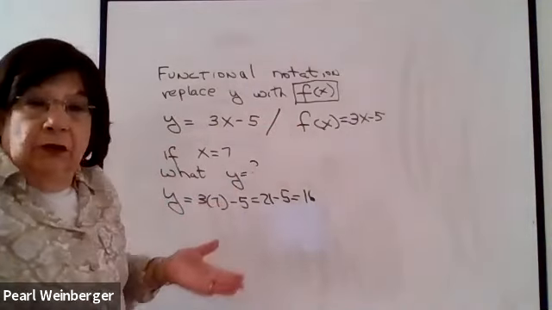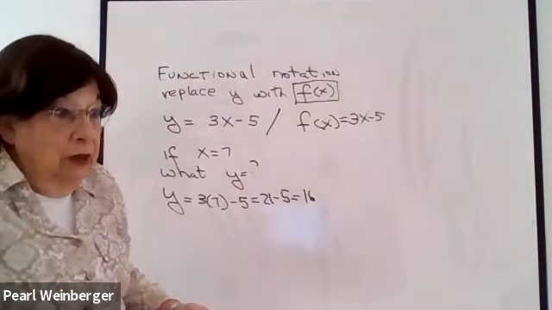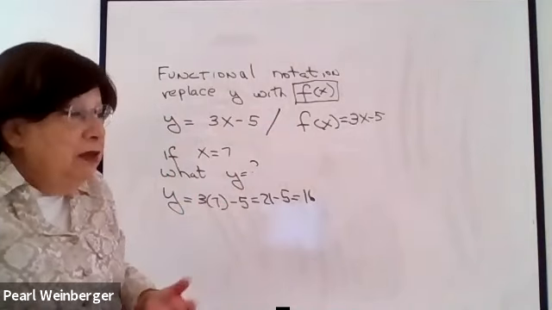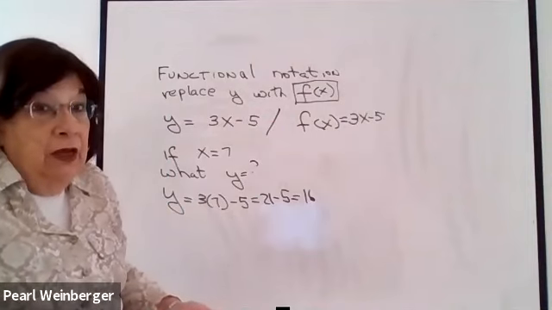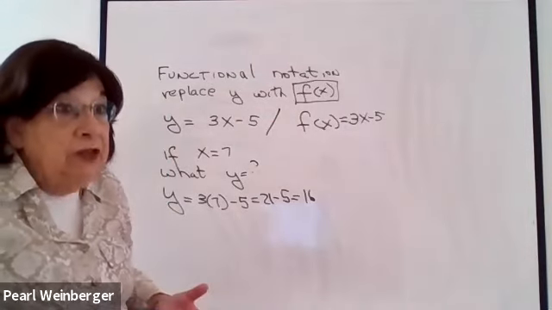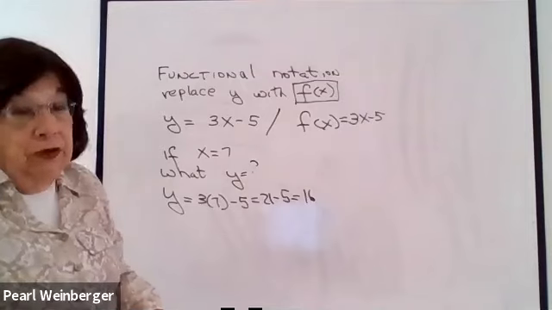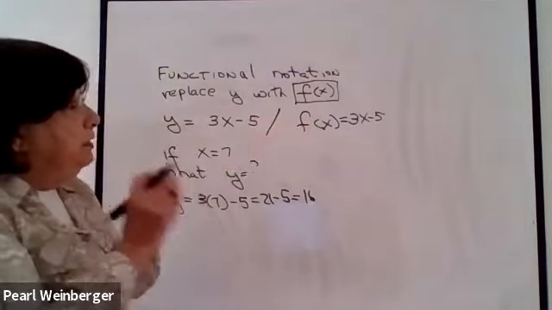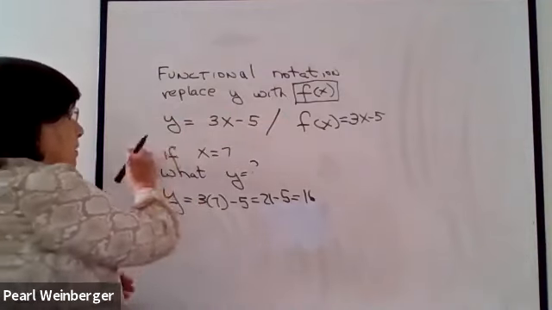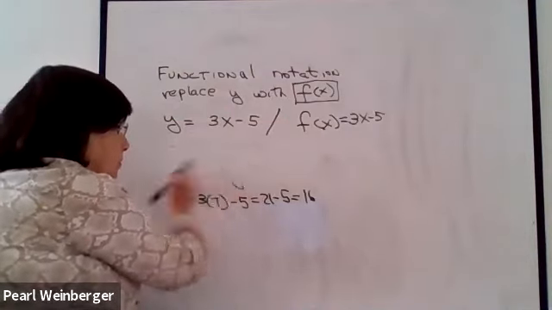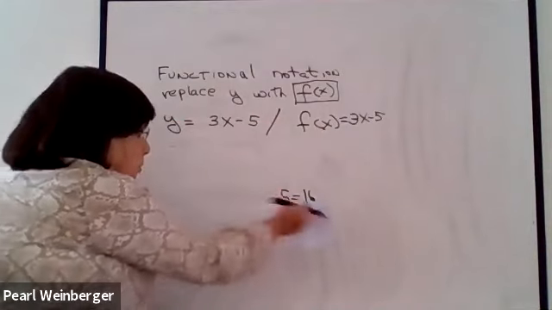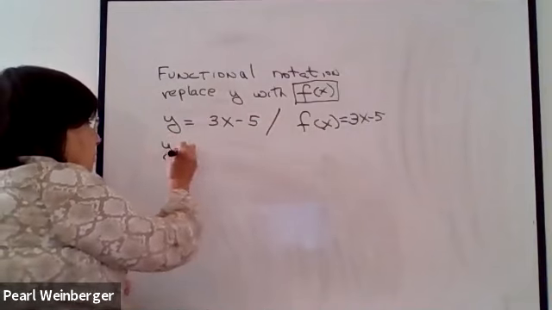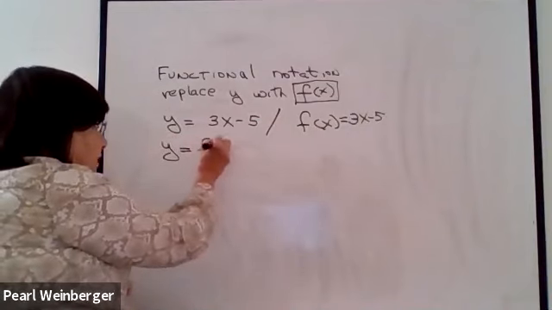It's like calling somebody whose name is Kathleen, but sometimes we call her Kathy. Kathleen and Kathy are the same person. Kathleen and Kathy are just different names for that person. Same thing over here. Y and f of x are exactly the same thing. In other words, we could say that y equals f of x.